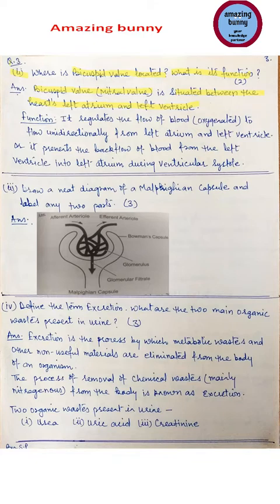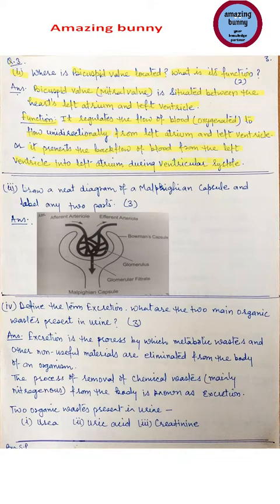And the function of the bicuspid valve: it regulates the flow of blood, that is the oxygenated blood which is collected in the left side of the heart, to flow unidirectionally. Unidirectionally means only one direction, from left atrium to left ventricle. It prevents the backflow of blood from the left ventricle into the left atrium during the ventricular systole.